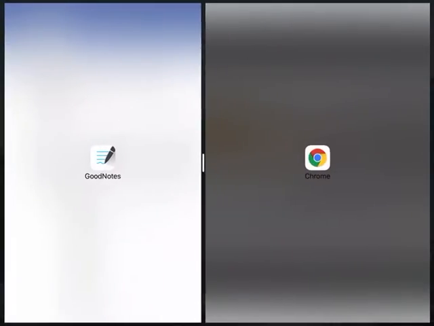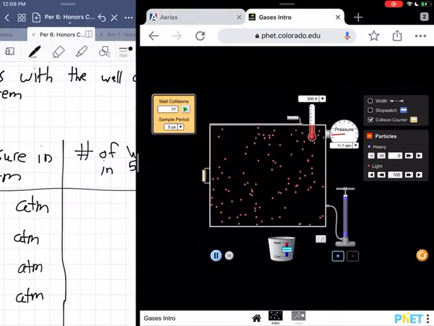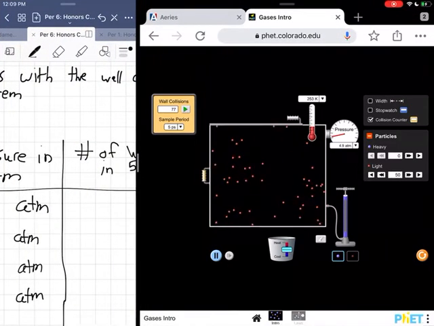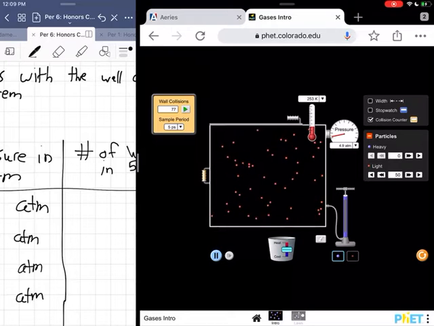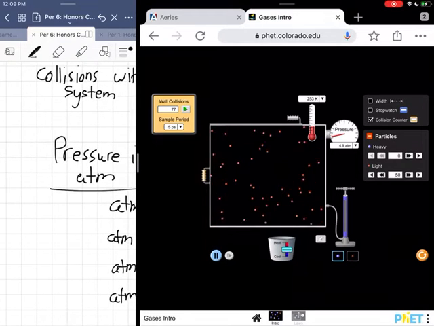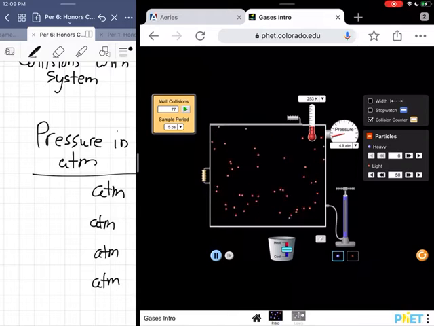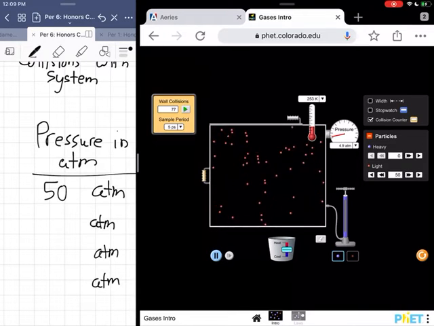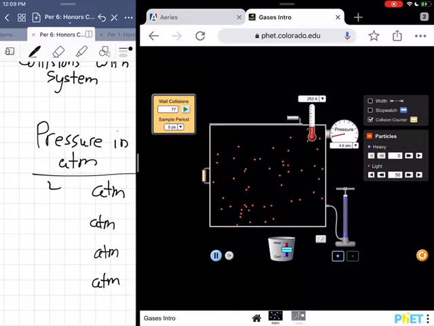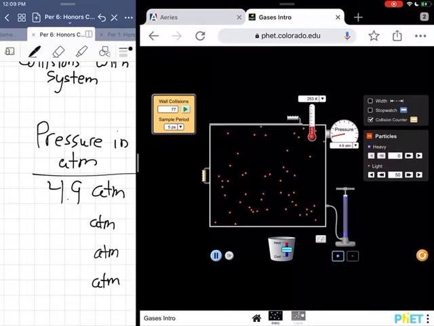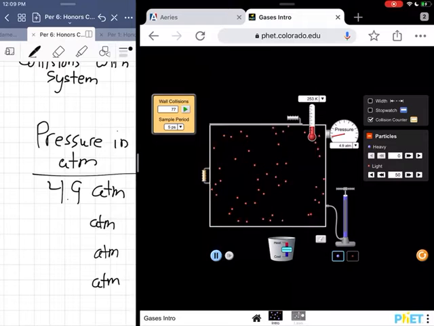All right, let's record the pressure of a particular instance. So right now, I have 50 light particles. Sorry, that's not what we want to write. We want to write the pressure that we have right now, which is actually, you can see in that gauge in the top right, 4.9 ATM.